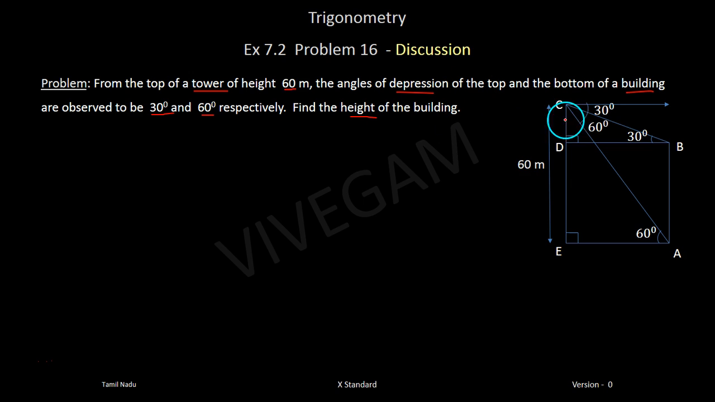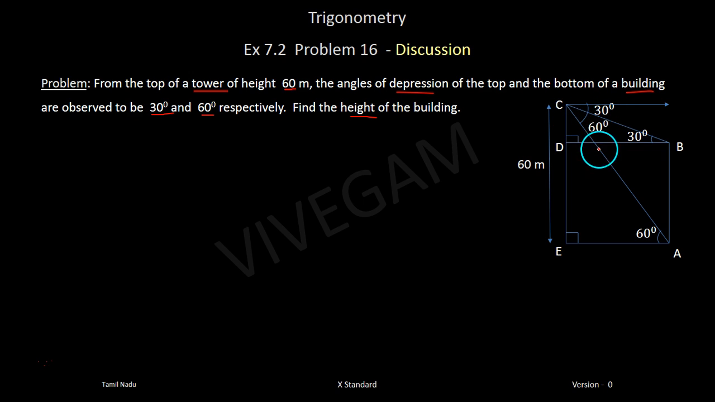So this is the tower. This is the building. A person is here, observes the point P, that is the top of the building. So join that line. And from here again he observes the bottom of the building. Join that line. And they say the angle of depression. Angle of depression is what? The angle between the line of vision and the horizontal line, or the eye level. So this is your eye level and this is the line of vision. So this is 30 degrees.